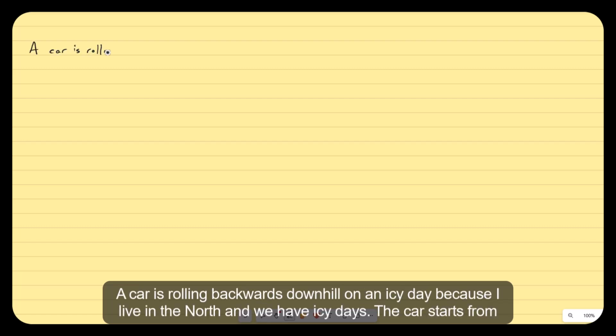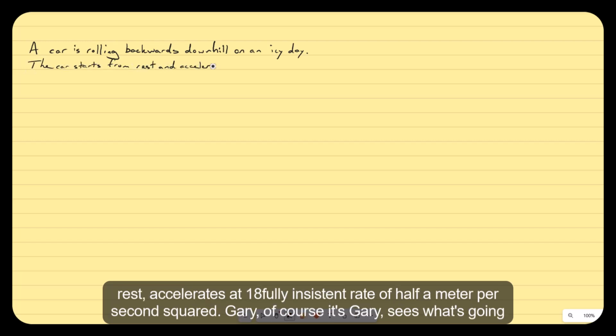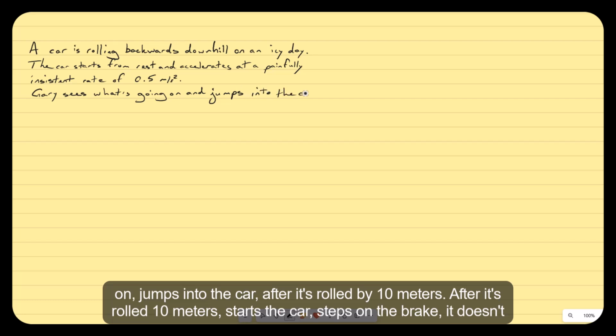I have another 1D kinematics example problem, and this one's a tough one, so I'm going to start writing first. A car is rolling backwards downhill on an icy day, because I live in the north and we have icy days. The car starts from rest and accelerates at a painfully insistent rate of half a meter per second squared. Gary, of course it's Gary, sees what's going on and jumps into the car after it's rolled 10 meters.